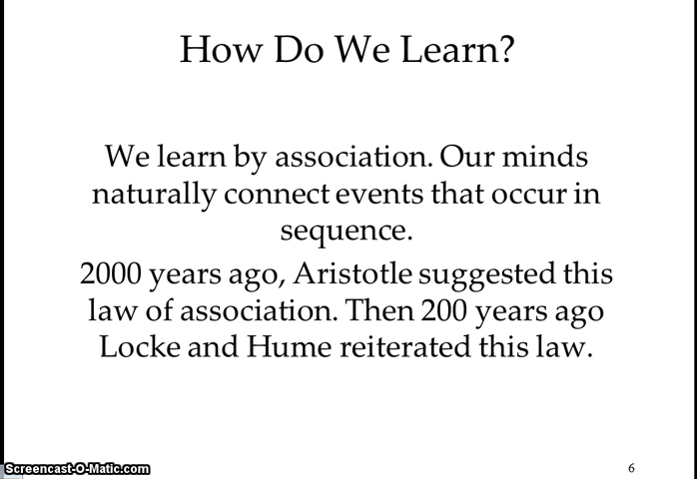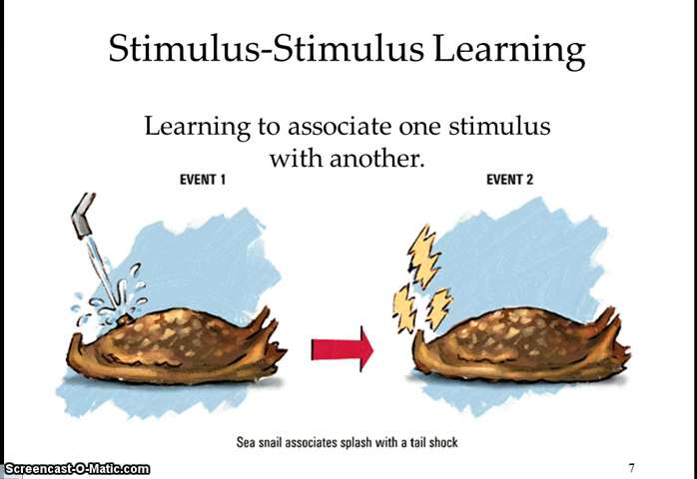So how do we learn? We learn through association, which is what I've been telling you all year: you need to associate psychology with your everyday life. And this is true for all your subjects. The harder the subject is, the more you need to try to make some sort of association, some sort of connection to the material. Our minds connect things, and our minds just naturally do it. So this law of association is something you need to do for all your subjects.